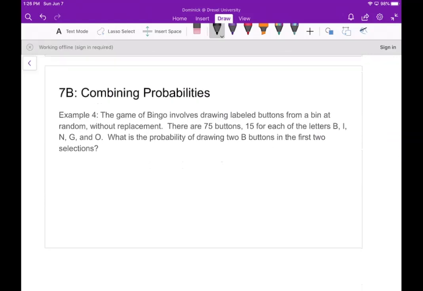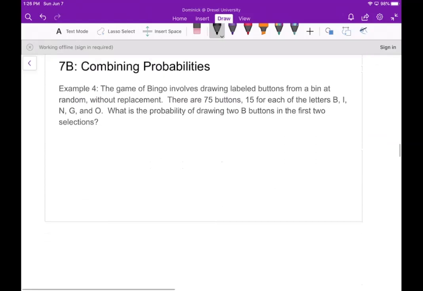Okay. Now, the game of bingo involves drawing labeled buttons from a bin at random without replacement. There are 75 buttons, 15 for each of the letters B, I, N, G, and O. We want to know the probability of drawing two B buttons in the first two selections.